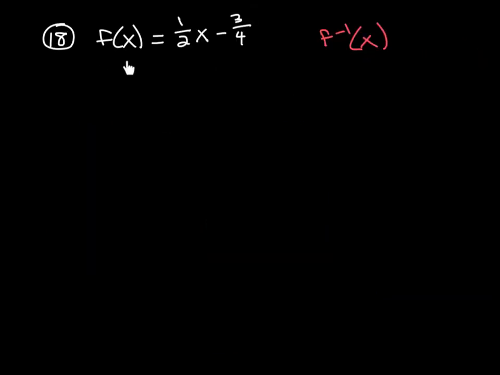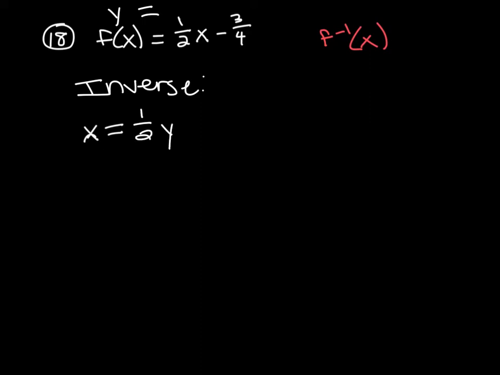Number 18 gives us a function, and what they want us to do is find the inverse of this function. Inverse just means to switch the x and the y. Now keep in mind, another way of saying f of x is y equals. So if we're going to switch our x and our y in order to find the inverse, we're going to make this y an x, so it's now going to say x equals, and we're going to make this x a y. Then all you have to do is solve this equation for y.